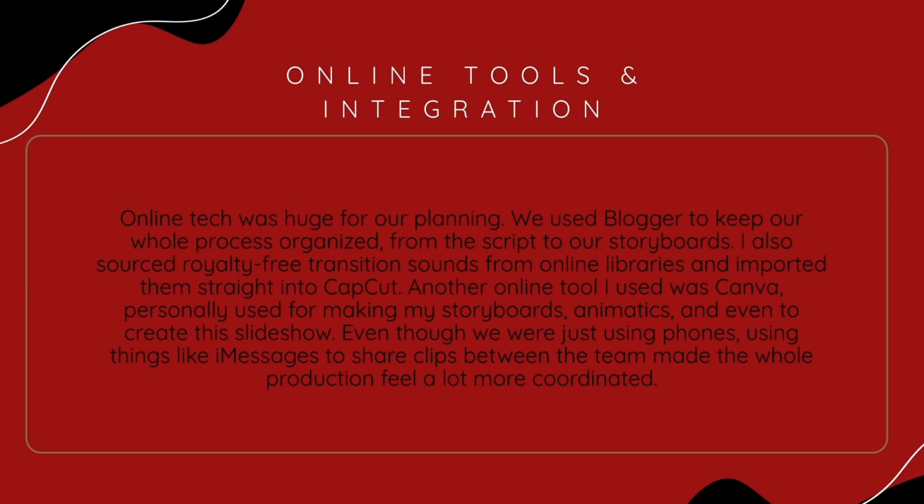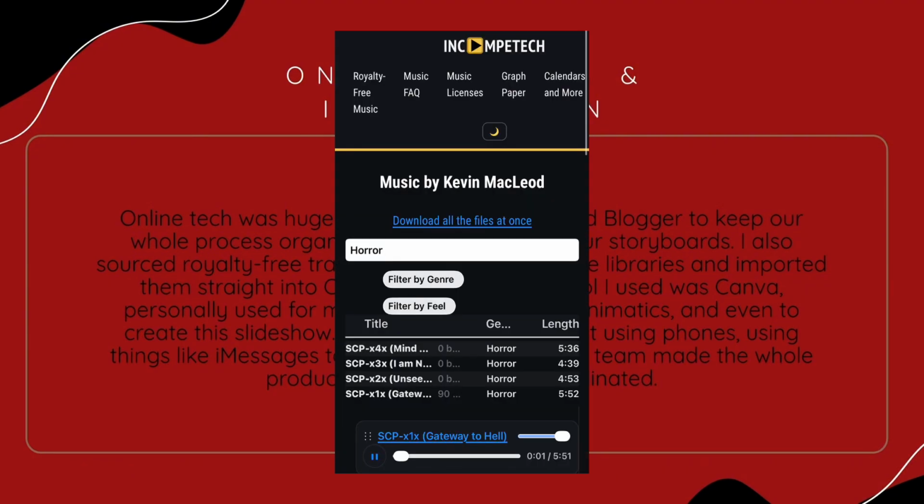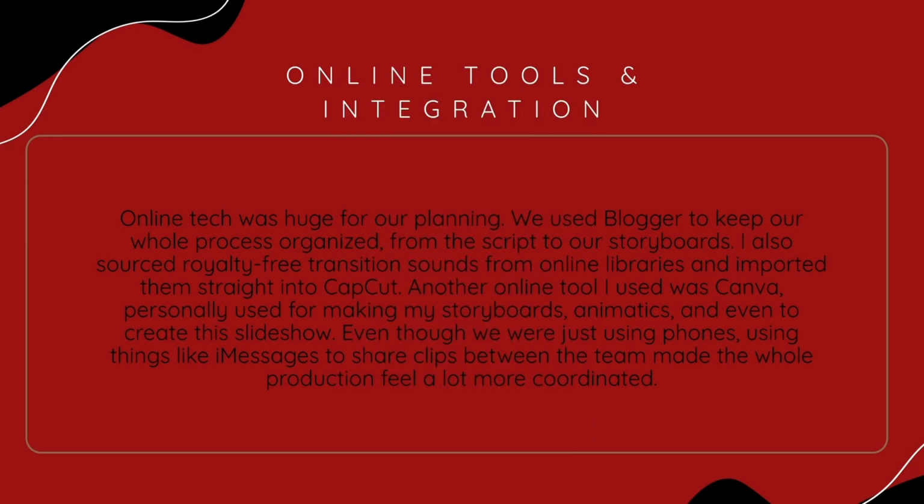Online tech was huge for our planning. We used Blogger to keep our whole process organized, from the script to our storyboards. I also sourced royalty-free transition sounds from online libraries and imported them straight into CapCut. Another tool I used was Canva, personally used for making my storyboards, animatics, and even to create this slideshow. Even though we were just using phones, using things like iMessages to share clips between the team made the whole production feel a lot more coordinated.